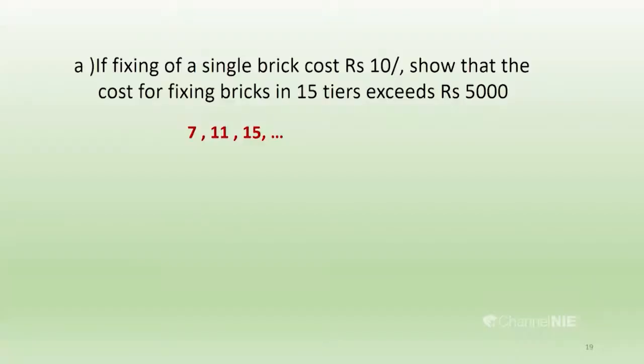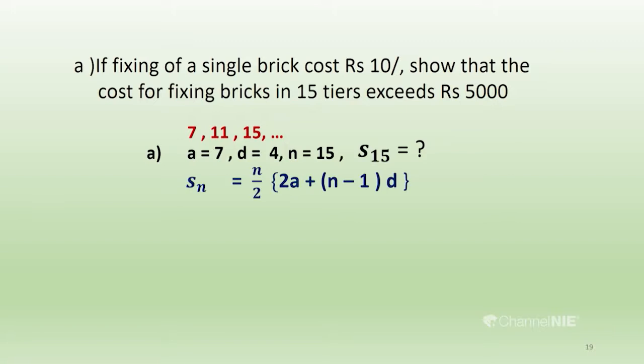First we write the progression, then we write what we know here: the first term, the common difference, and the number of terms. Number of terms means the number of tiers here. And we have to find the sum up to the 15th term. Then we can find the total number of bricks up to the 15th tier by substituting these values into the formula. Here we don't know the last term.